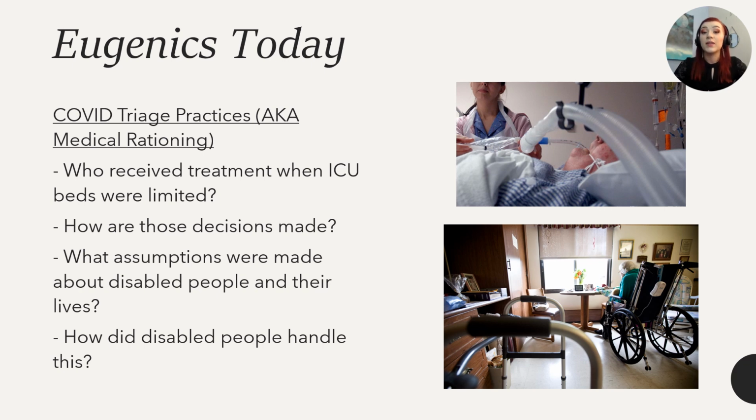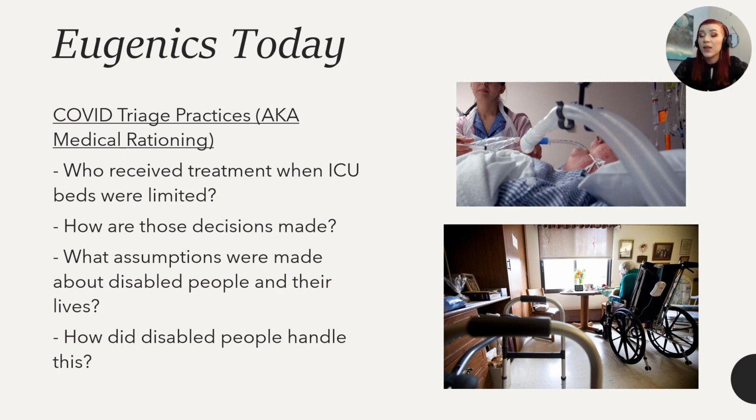Looking at a few more examples of modern eugenics, we can look at some triaging practices during the COVID-19 pandemic. Of course, this was very, very recent for all of us. This is something that we also could call medical rationing. So during the pandemic, especially early on, like the spring into early summer of 2020, triage practices that were taking place in ICUs and in hospitals were a really interesting look into a potential example of modern eugenics against disabled individuals.